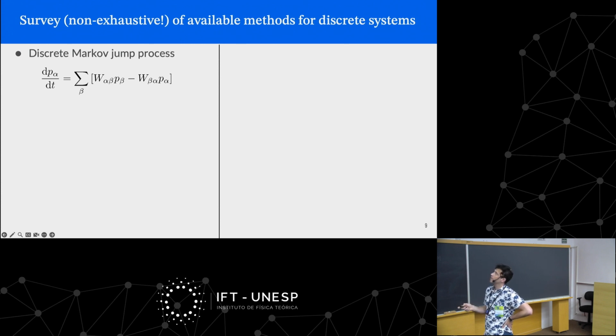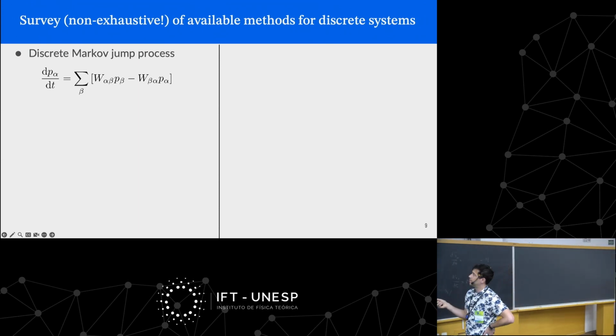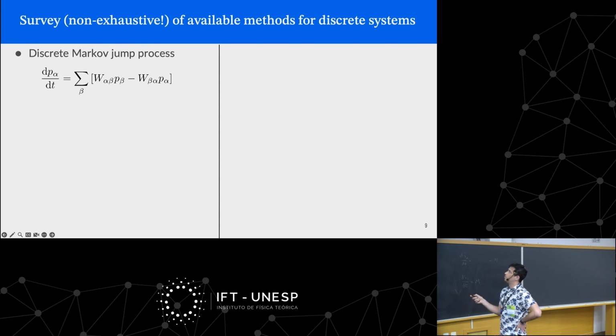Okay, so this was for the continuum case, but now I'm going to talk about what's available for discrete systems. What I mean by discrete systems is a system which satisfies this type of master equation. They are so-called discrete Markov jump processes. In this equation, P alpha of t is the probability to be in state alpha at time t, and the W's represent rates. This one here is the rate to go from state beta to alpha in a small time interval.